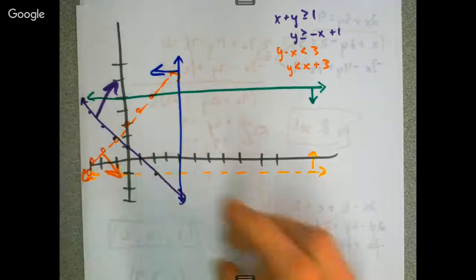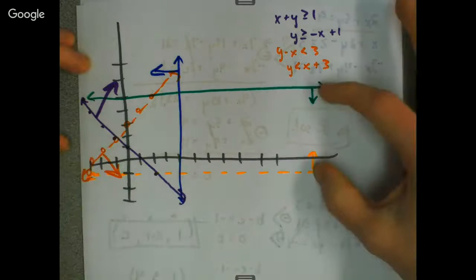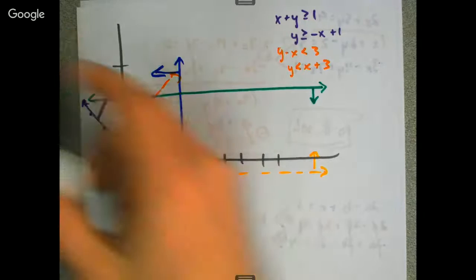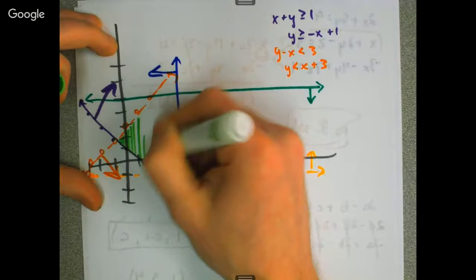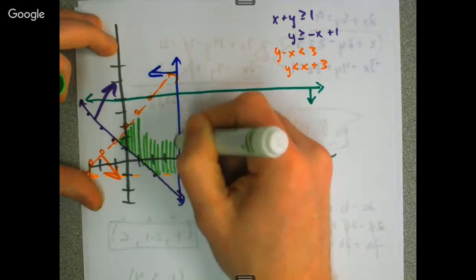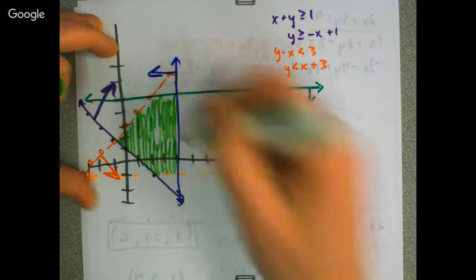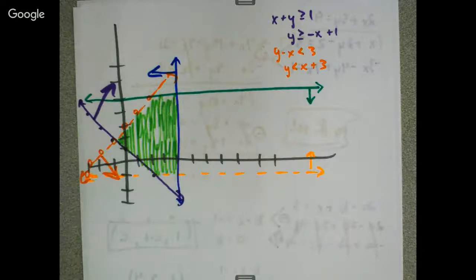So hopefully you can kind of see where we're shading. So we're between these lines, we're to the left of this one, we're above this and below that one. So right in here, there are my solutions right there. Infinite solutions right in there.